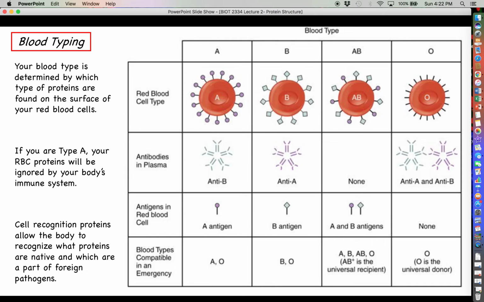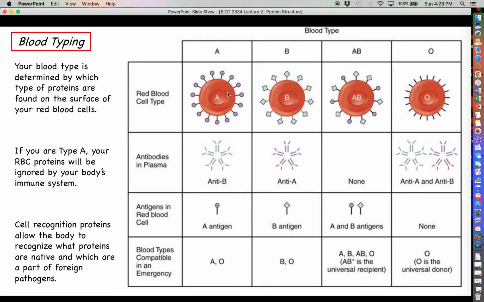So basically, the idea here is that if you are type A, you've got these A antigen cell surface proteins here, and in your blood plasma, you've got antibodies against the B antigen, against the antigen you do not have. So if a red blood cell that is type B were to make its way into your body, those antibodies are going to recognize that antigen and be like, okay, you're not supposed to be here. Our antigens are supposed to be type A.